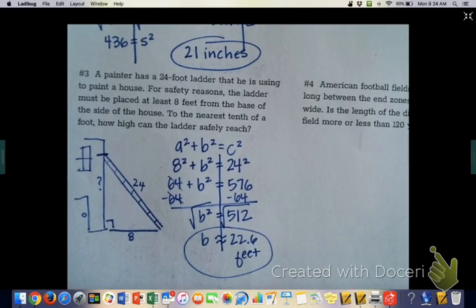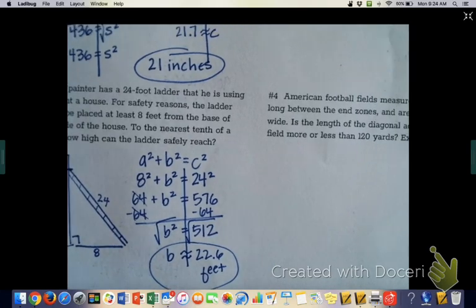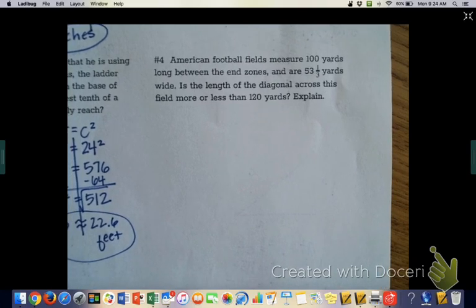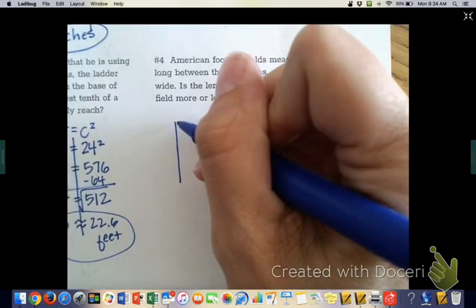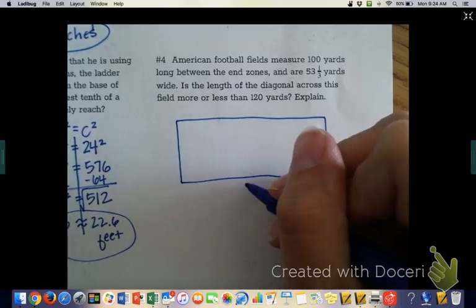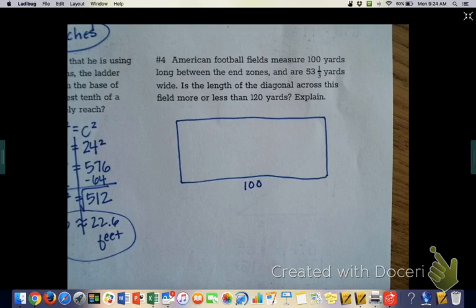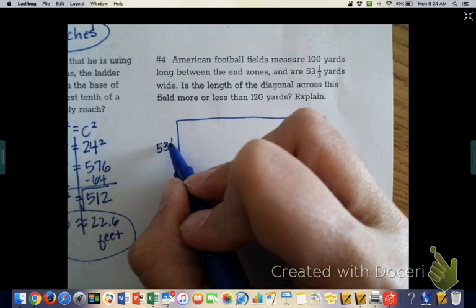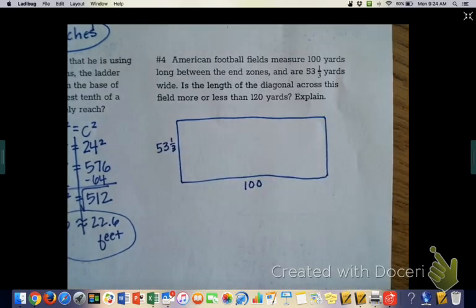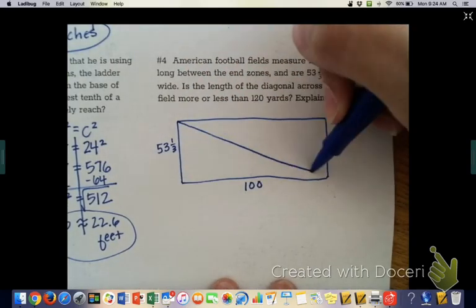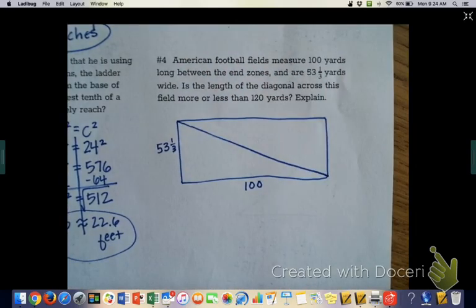Last question. American football fields measure 100 yards long between the end zones and are 53 1/3 yards wide. All right, I'm going to draw a football field. I actually did not know that. 53 1/3 yards wide. Is the length of the diagonal across the field, so here's the diagonal they're asking about, more or less than 120? Explain.